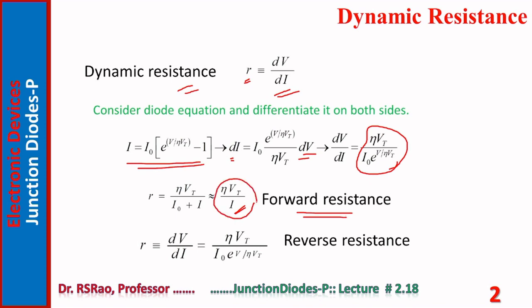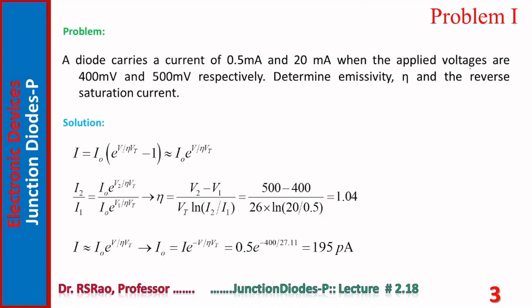In case of reverse biased condition, no further simplification is possible from the dV to dI ratio which we got earlier. So R is eta Vt by I naught e power V by eta Vt. This is the resistance under reverse biased condition. Now we consider a problem.